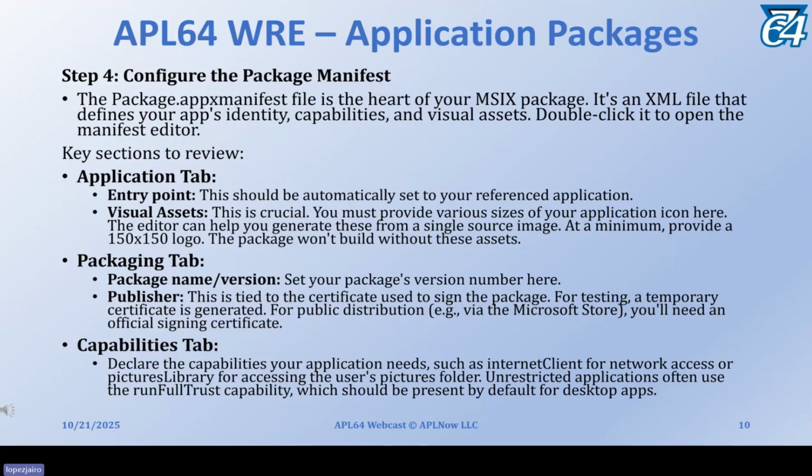Again, I went over these screens already. The package manifest is the thing that tells the world what your application is about: entry point, visual assets, icons for the taskbar, the start menu, the program menu, icons for everything everywhere. Package name and version, publisher, that should be you or your company. The Capabilities tab is what your application is advertising it does.